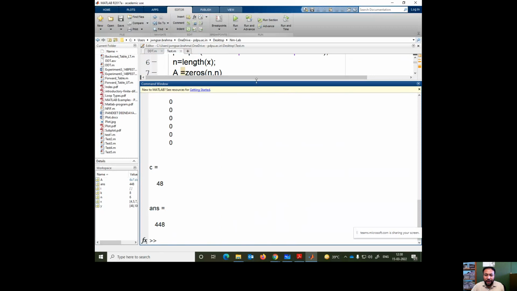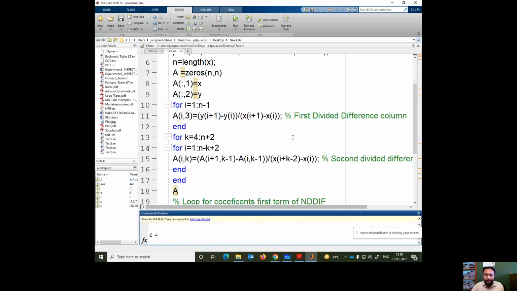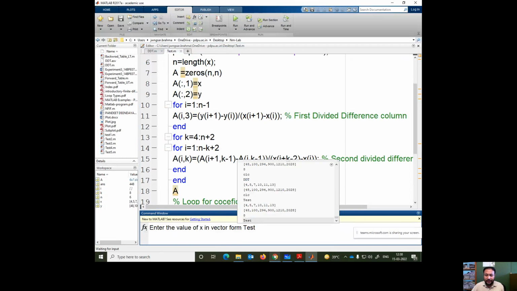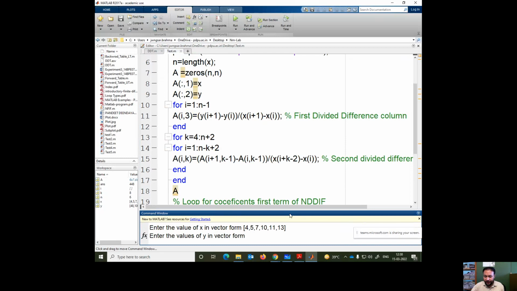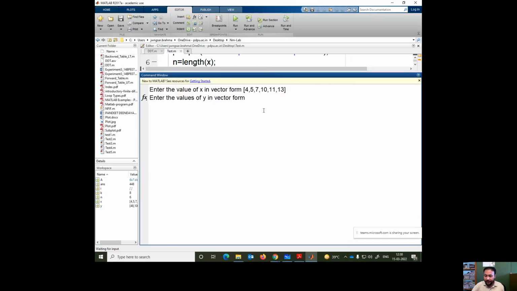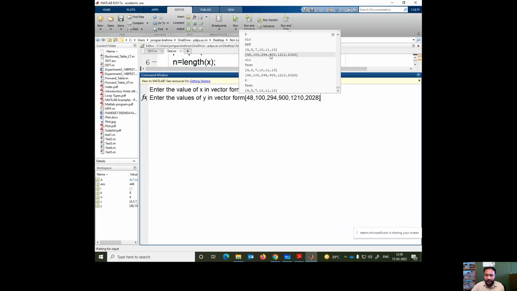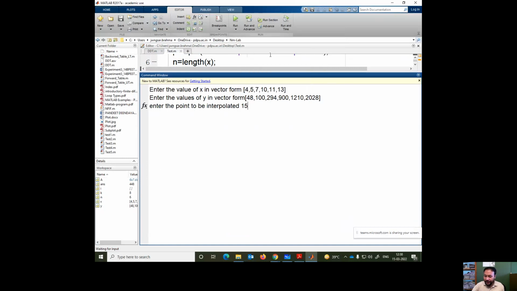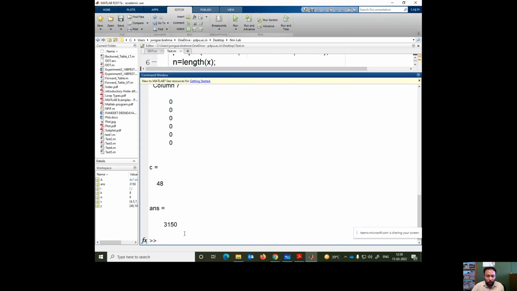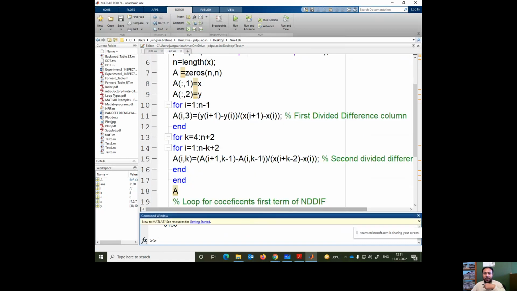Let us try to run the same data by taking other points. Now I come up here again and take the value again. Let's take 15 here. The answer is coming 3150. In the book also 3150. It means that our algorithm is working very accurately here.